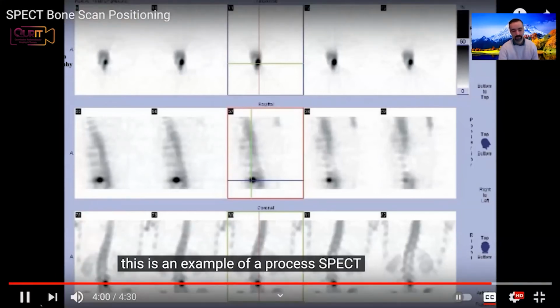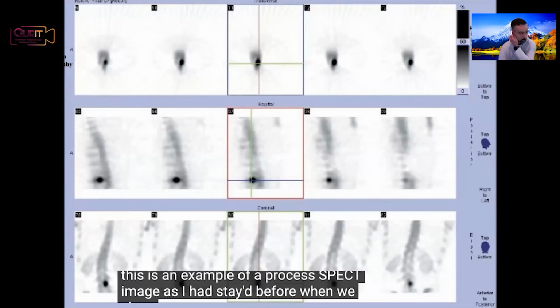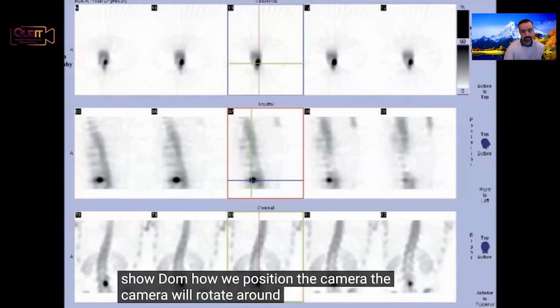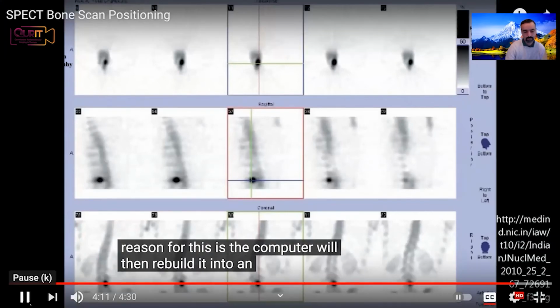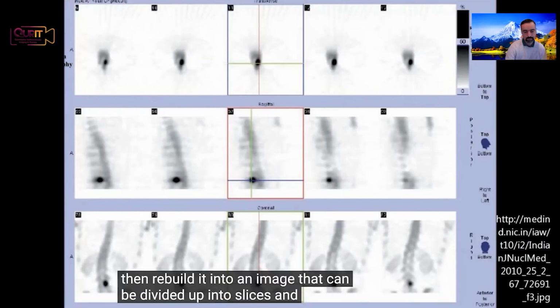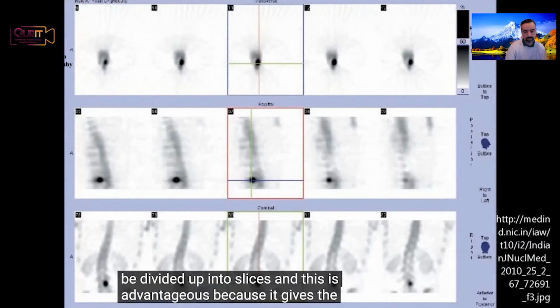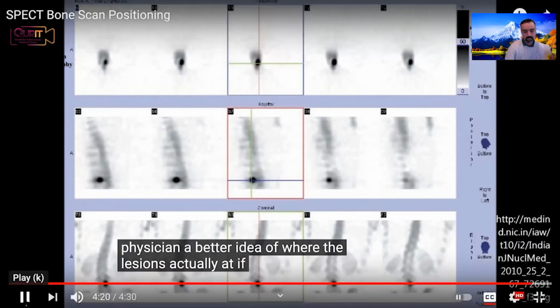This is an example of a process SPECT image. As I'd stated before, when we showed how we position the camera, it will rotate around the patient, taking pictures at different angles. The reason for this is the computer will then rebuild it into an image that can be divided up into slices. And this is advantageous because it gives the physician a better idea of where the lesion's actually at. So these are the multiple projections. These are not the reconstructions. These are the multiple projections at different angles. And again, the image reconstruction will bring all of these projections at different angles together in image recon and create 3D images. So that is what I'm going to show you now.